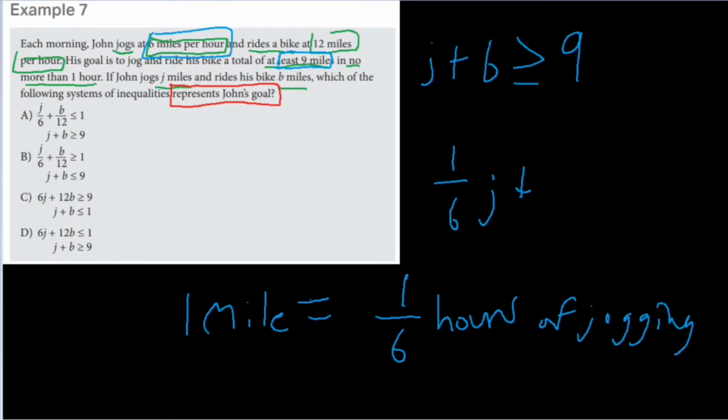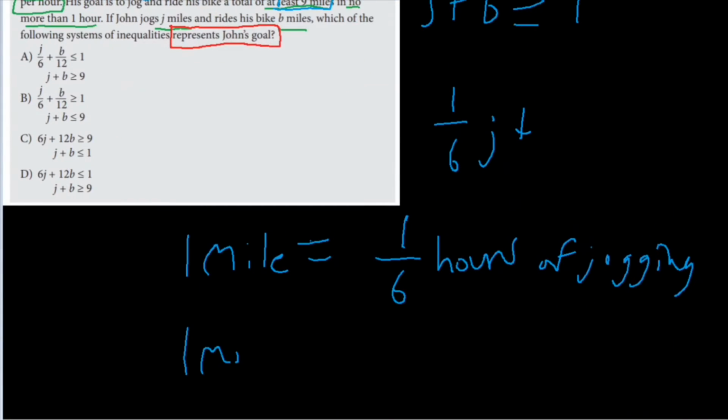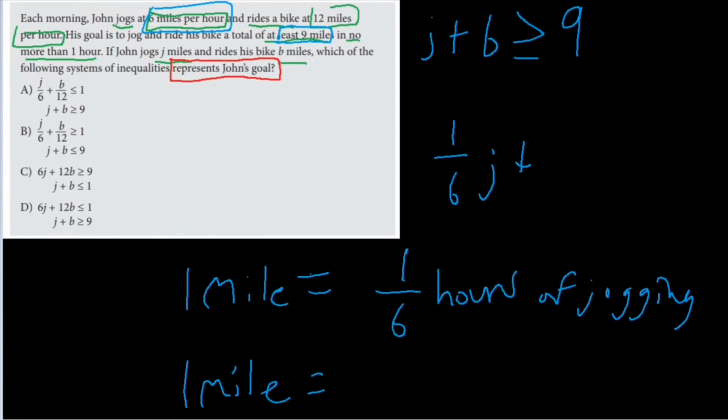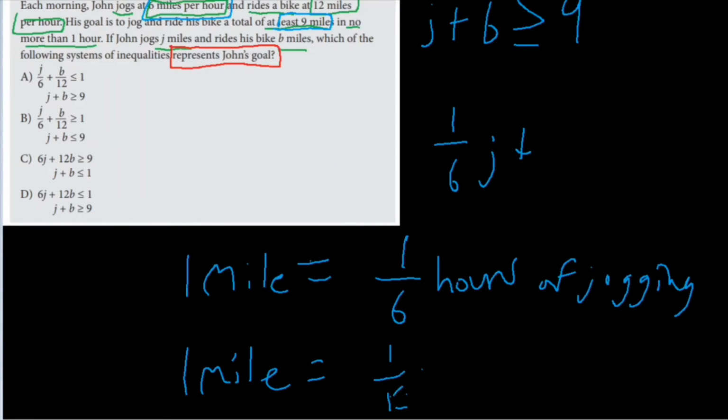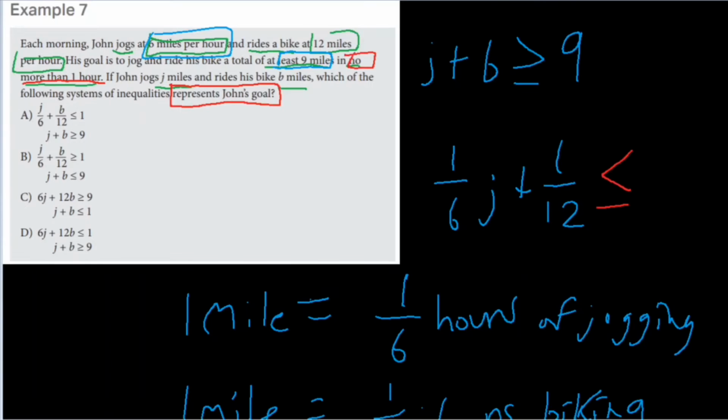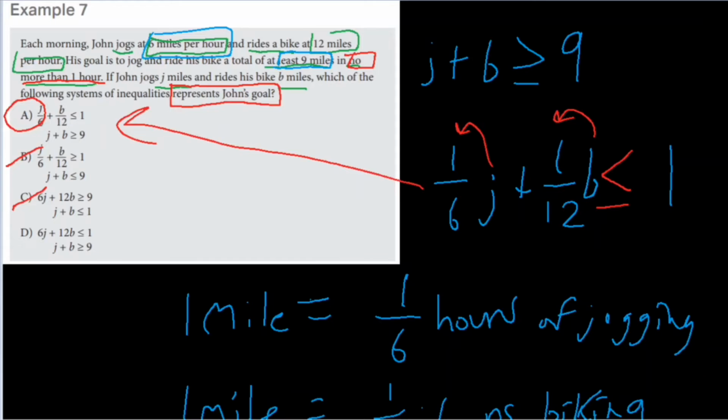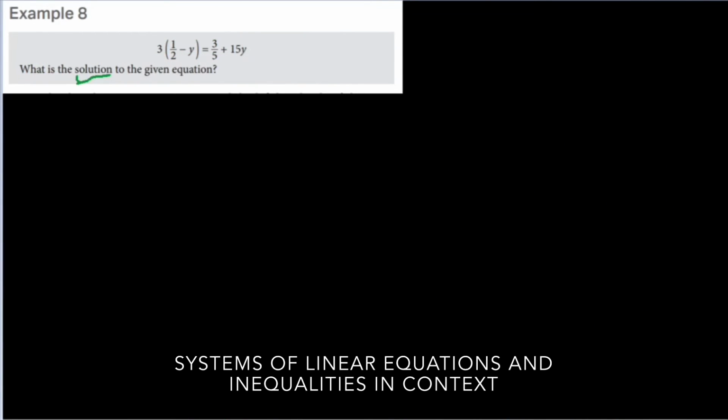So this means that however many miles he goes either jogging or biking, the sum of these two terms has to be less than or equal to 1, since they show the amount of hours per mile. And if you look back to the answer choices, the inequality that we just made is answer A. So this example tests your ability to create equations from word problems and understand relationships.